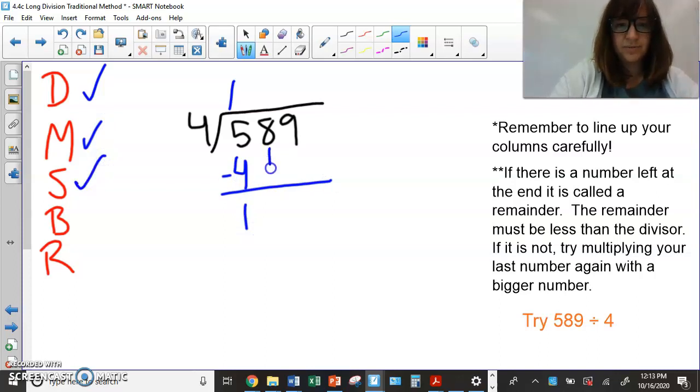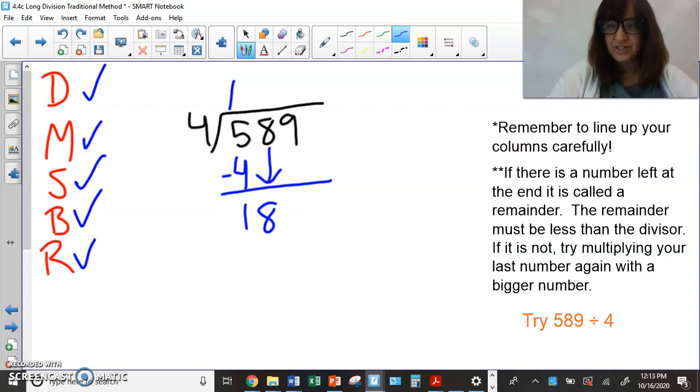Now I'm going to bring down. I'm going to bring down my 8. And now I'm going to repeat this whole process again. I'm going to use the number that I just wrote, which is 18. 18 divided by 4. Let's see, I'm going to skip count by 4s and I'm going to get as close as I can without going over.